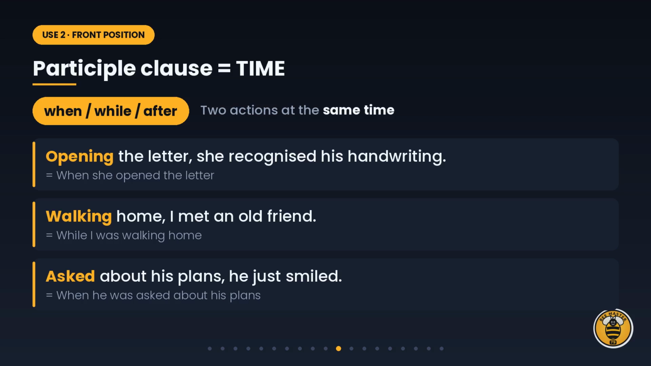The second common meaning is time. Here the participle clause replaces when, while, or after. Opening the letter, she recognized his handwriting. When she opened the letter. Use the -ing form for two actions happening at the same moment. Walking home, I met an old friend. While I was walking home.